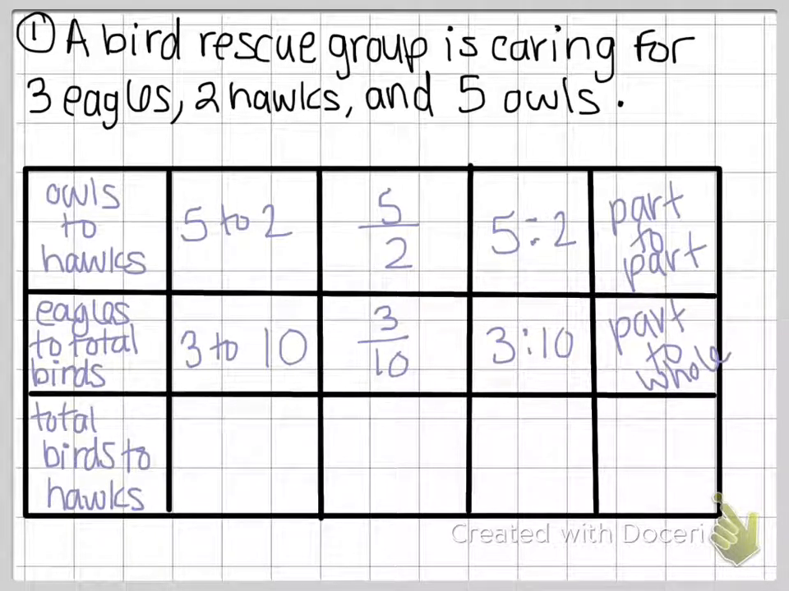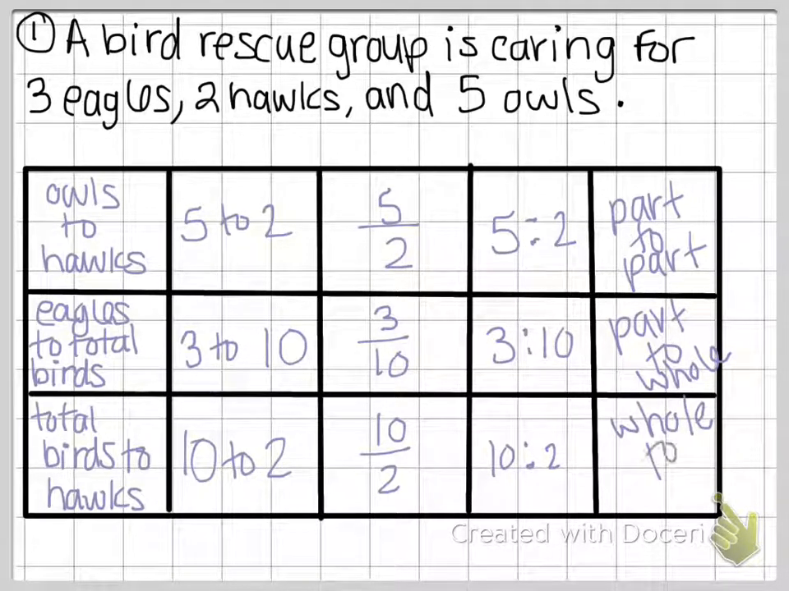All right. And the last one, total birds to hawks. I already did the math, so I know that there are 10 total birds, and 2 hawks. My fraction would be 10 over 2. Don't worry about simplifying. And then with the colon, 10 to 2. In this comparison, I'm comparing the whole, the total group, to one part. So it's a little backwards. It's whole to part. The whole group compared to one part of the group.